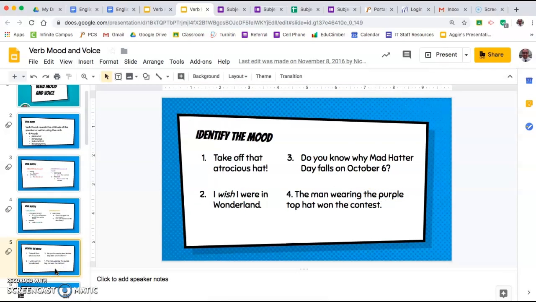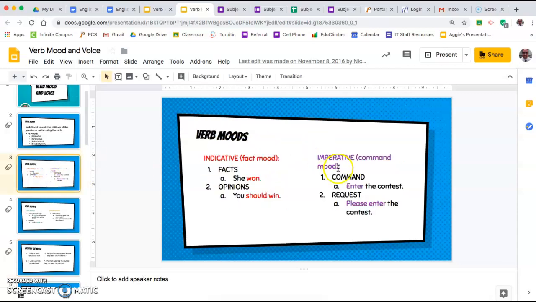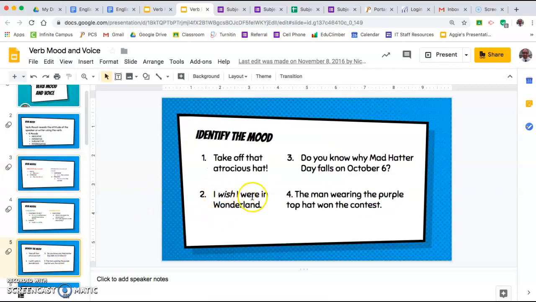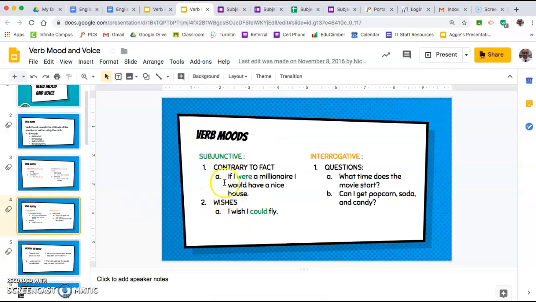So different verb moods. So we're looking at this one. We have take off that atrocious hat. Here you're giving somebody a command. Command, if we jump back here, says that is in the imperative mood. Number two, I wish I were in Wonderland. Hopefully you can remember the word wish was significant. The word wish tells you that it is in the subjunctive mood.